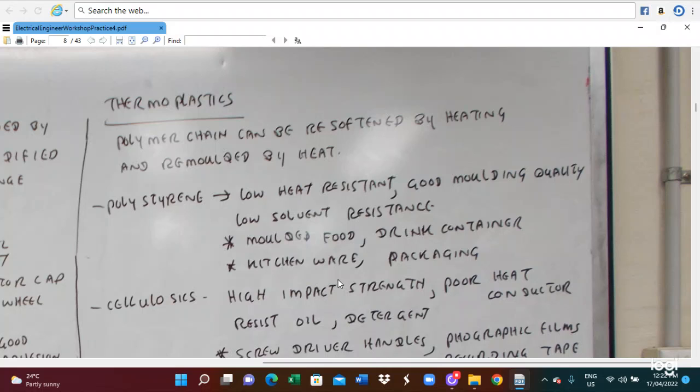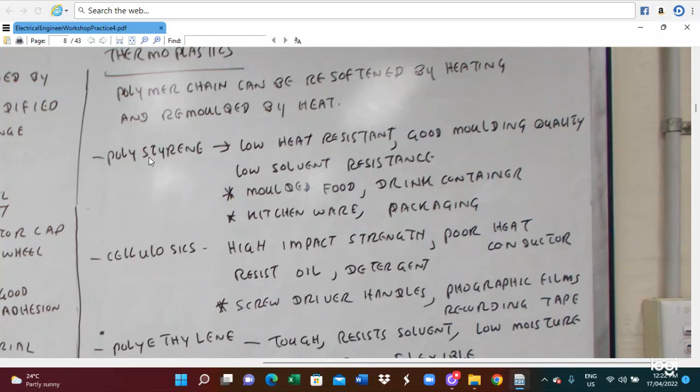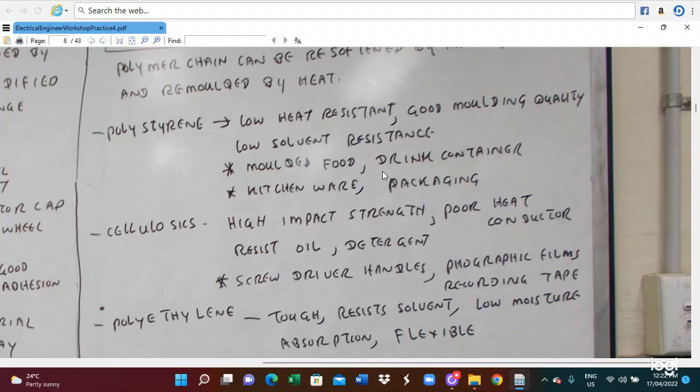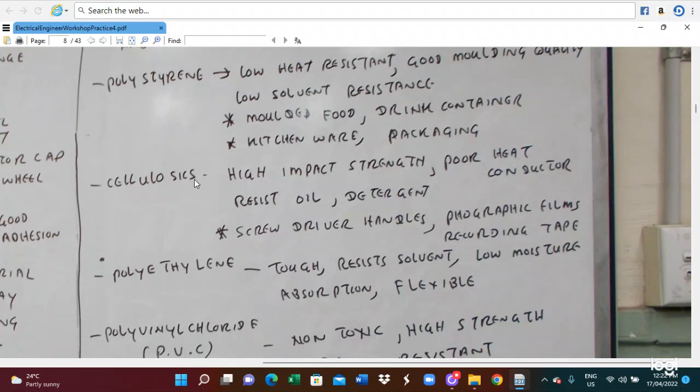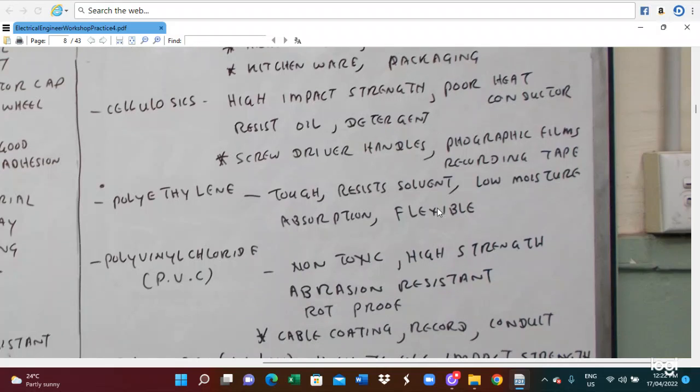Thermoplastics are polymers whose chains can be softened by heating. Polystyrene has low heat resistance. It has good modulus and molding quality, low solvent resistance, and is used for molded food and drink containers, kitchenware, and packaging. Cellulose has high insulation and is a poor heat conductor, resistant to oil and detergent.